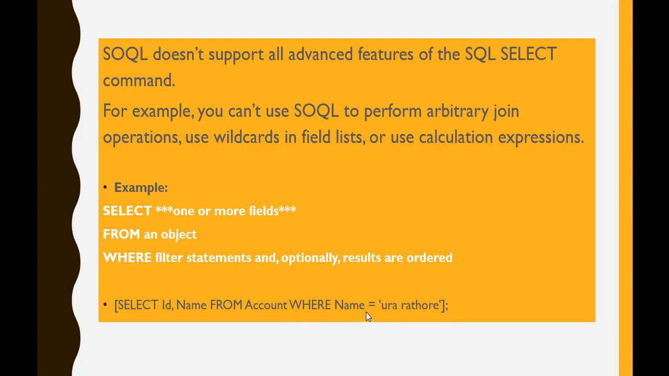So this is a select query example. You're looking for select ID, name from account where name equals, and whatever the name is, you specify it in single quotes. So let's say I wanted to go ahead and run this query.